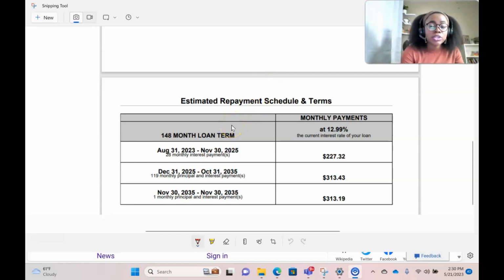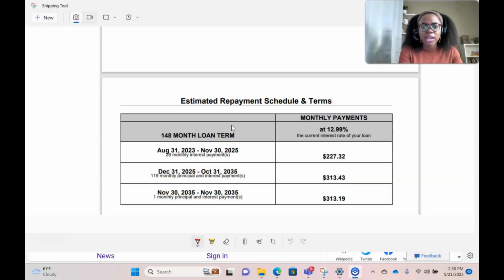What they're saying is this loan will be a 148-month loan term. Basically, this is a 12-year loan. It's slightly more, but like 12 years. So you're expected to repay these loans within 12 years.